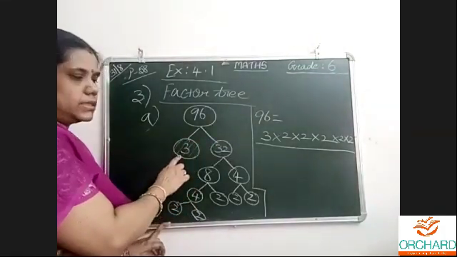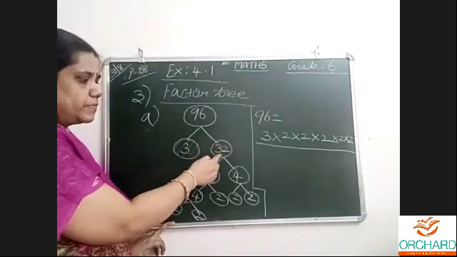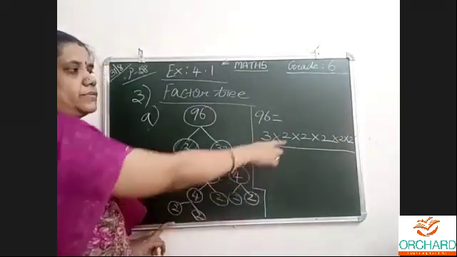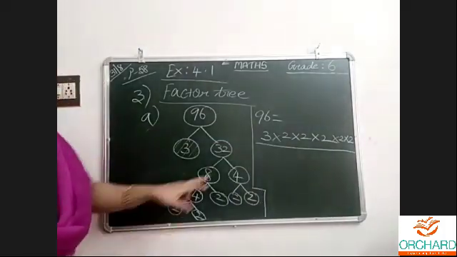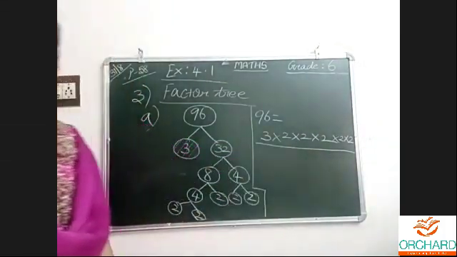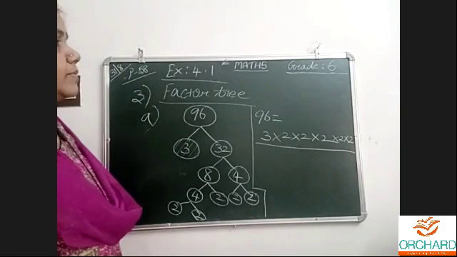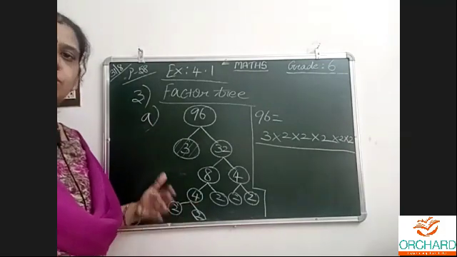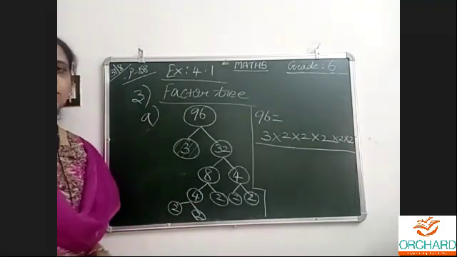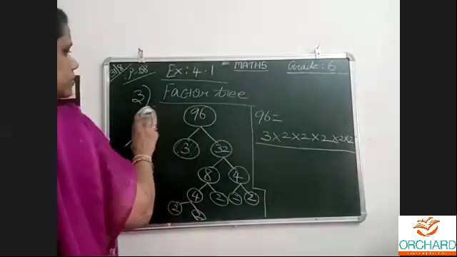3 into 32, 33 is correct. 32, no. Again splitting, again splitting, again splitting. We have to split up to that, until we get a prime number. Clear? If I teach another question, it will be still clearer. This one is clear now?